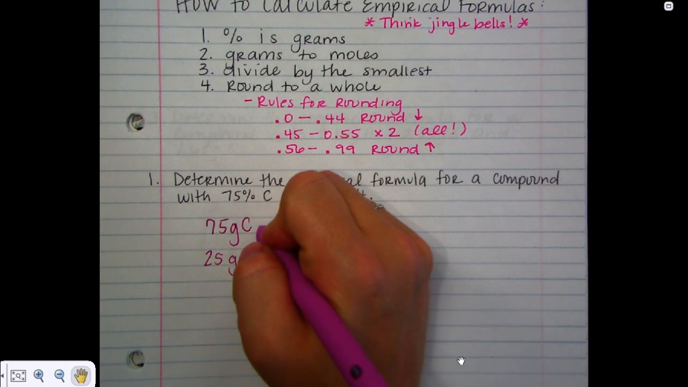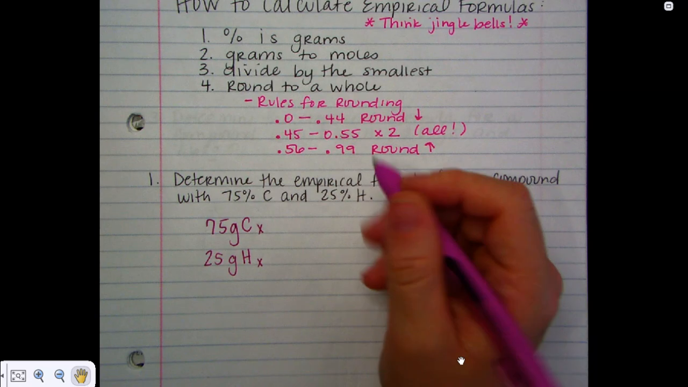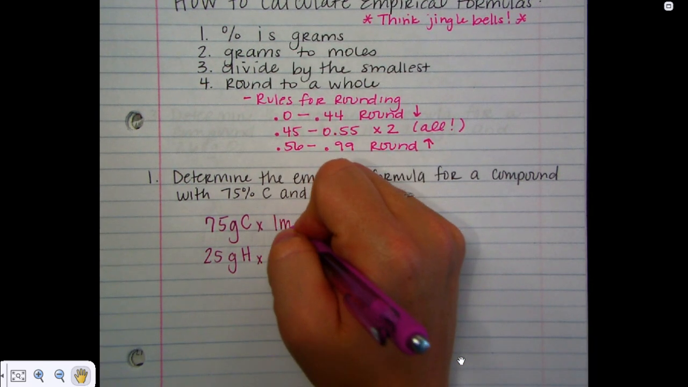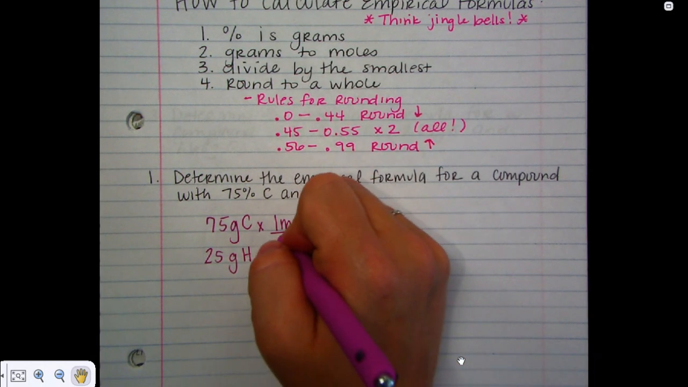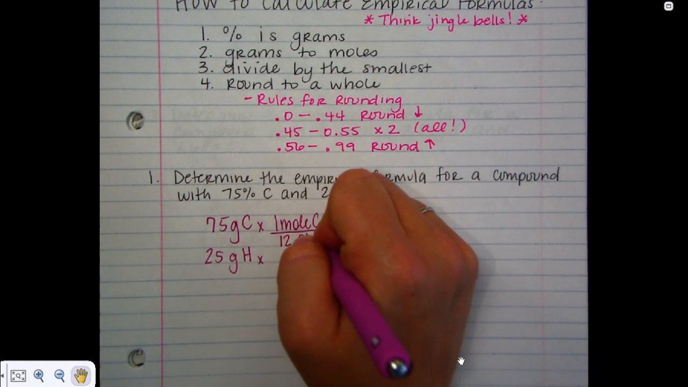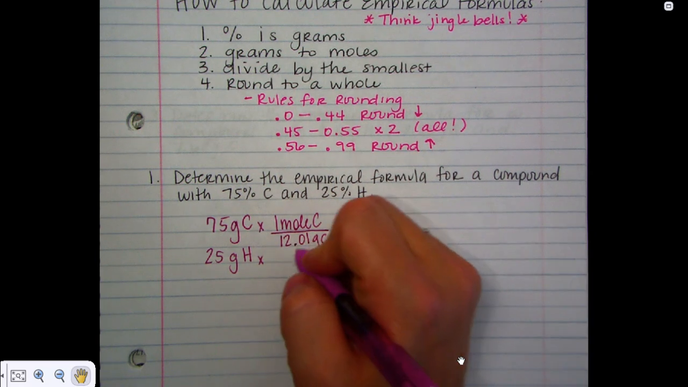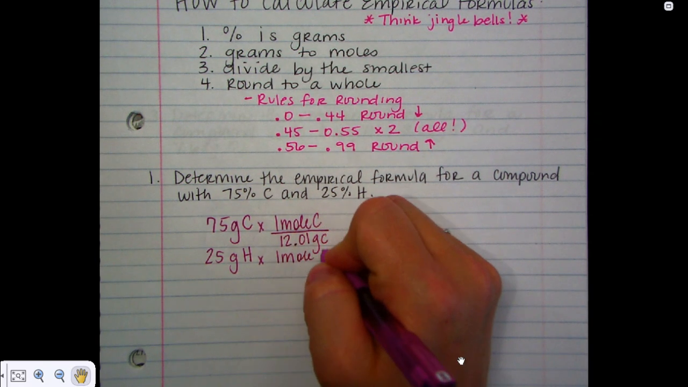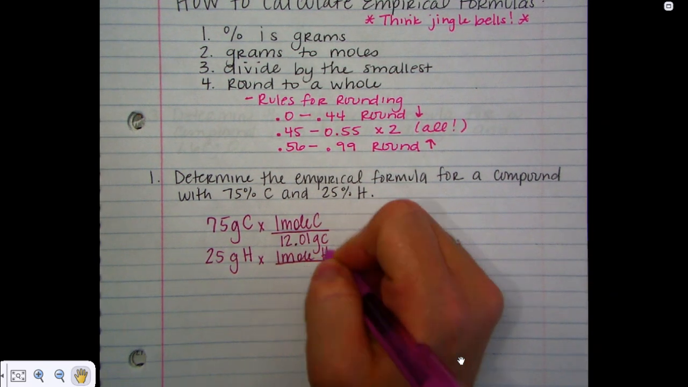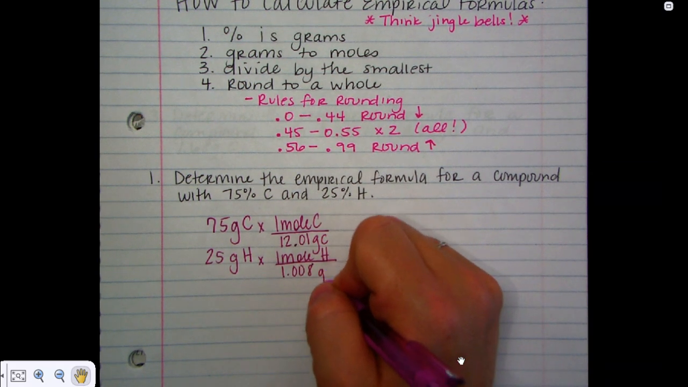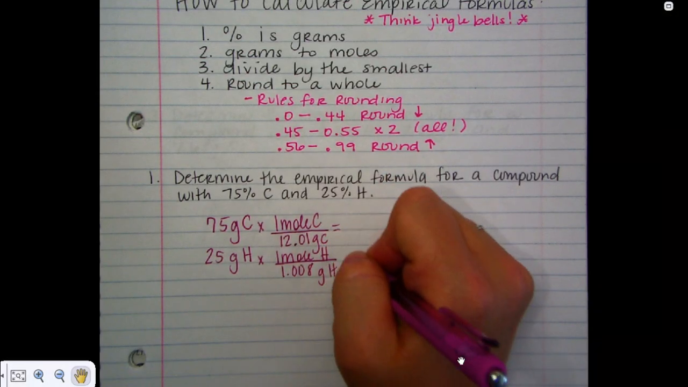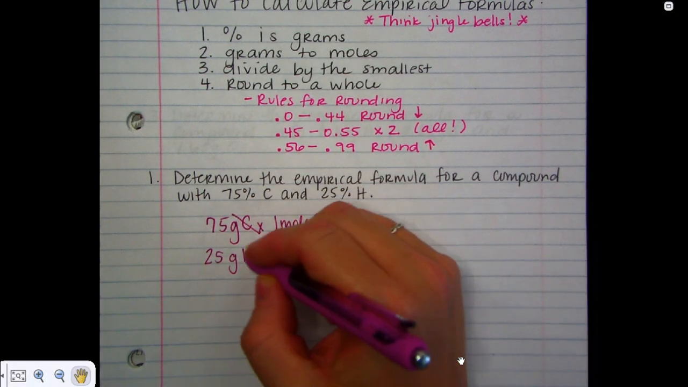Now grams to mole. I need to turn these into moles. So I'm going to multiply by 1 mole of carbon over the molar mass or the atomic mass of carbon, which is 12.01. And I'm going to do the same thing for the hydrogen, 1.008. This is basic stoichiometry, which is what we've been doing. And that's going to give me the number of moles because my grams are going to cancel out.